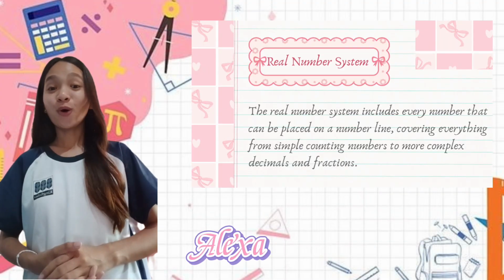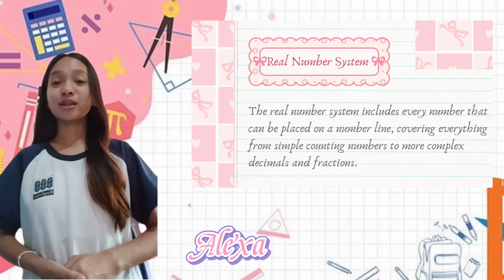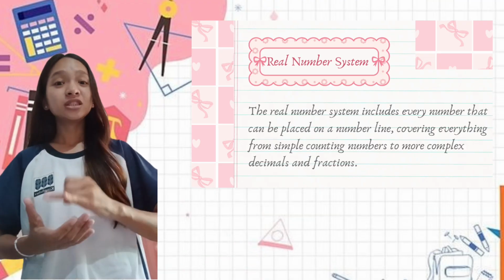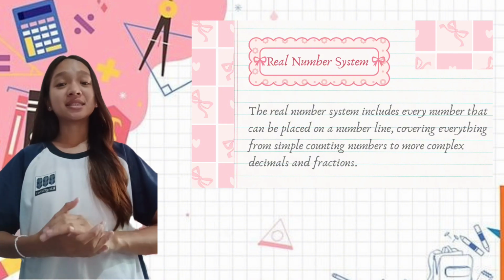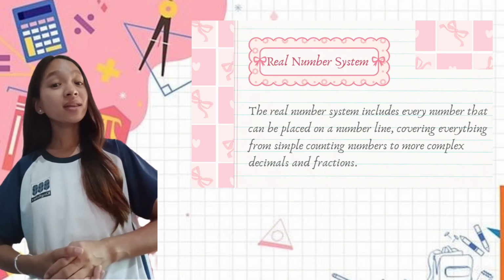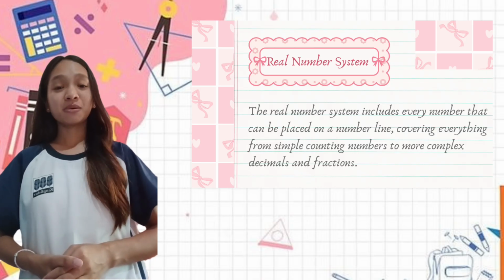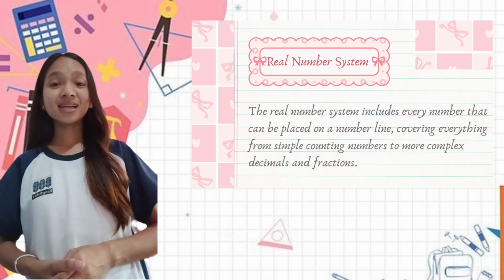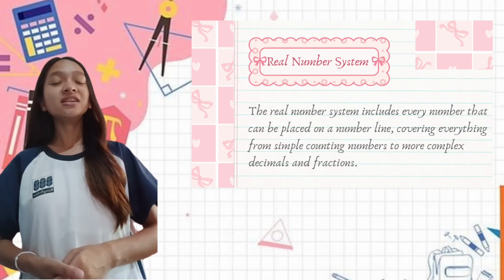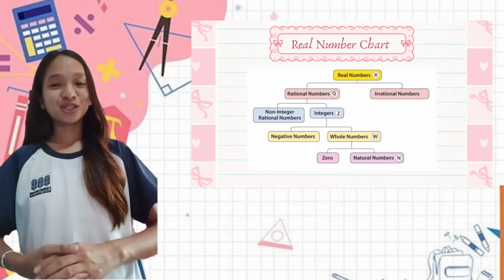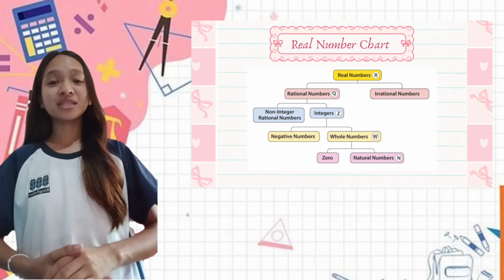Real numbers are all the numbers we can find on a number line. These include simple numbers like 1, 2, and 3, as well as fractions and decimals like 1/2 or 0.50. We use these numbers every day when we count objects, measure things, or even check the time. Now, let's look at the real number chart to see how these numbers are grouped.